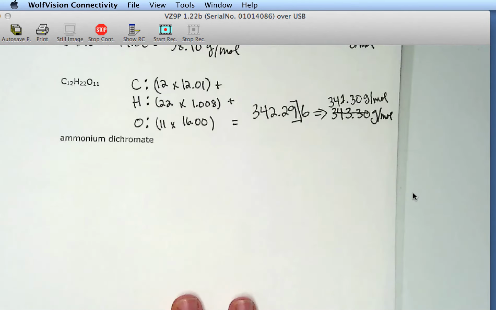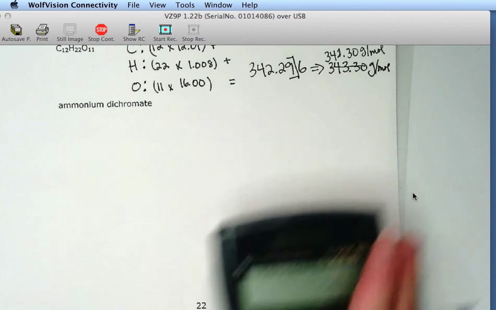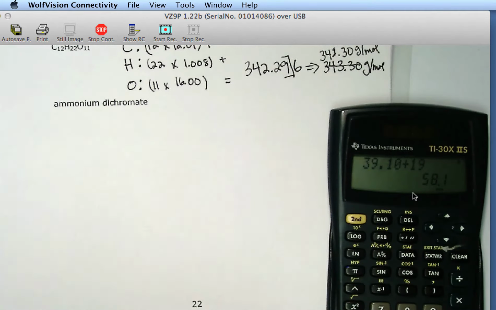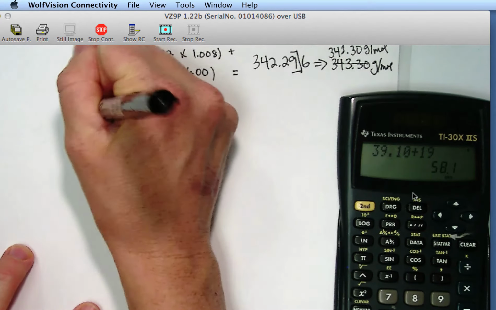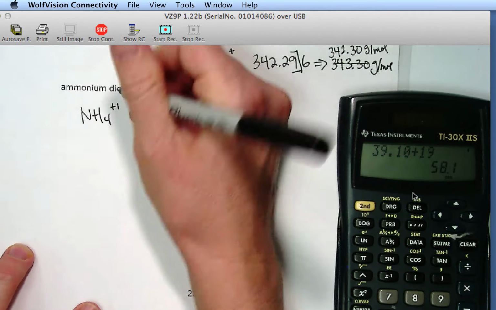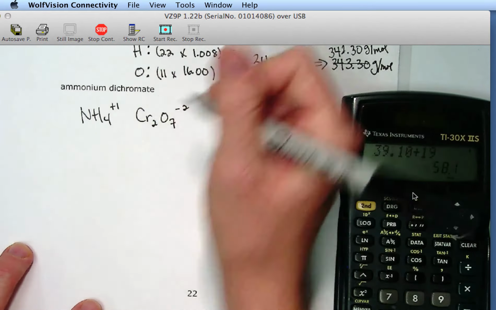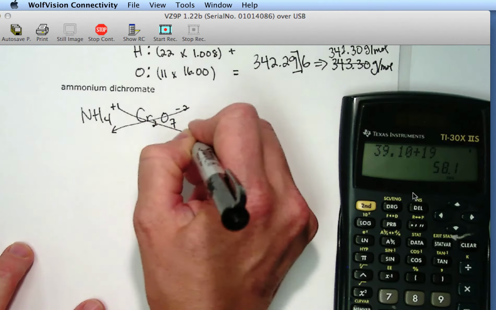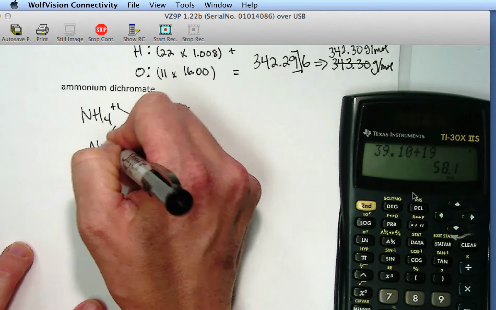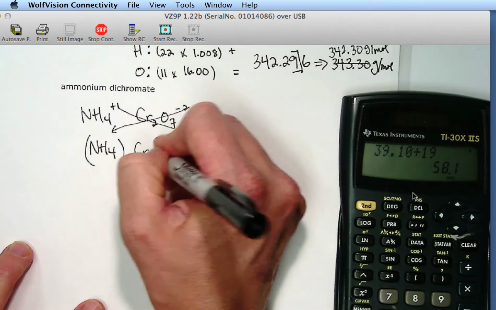Now, ammonium dichromate. You've got to get the formula out first, right? Yeah, I'm stretching you guys. You've been listening to me for a long time. Okay, ammonium is NH4, positive 1. Dichromate is Cr2O7 minus 2. Do the cross and drop. You come up with your formula, (NH4)2Cr2O7.